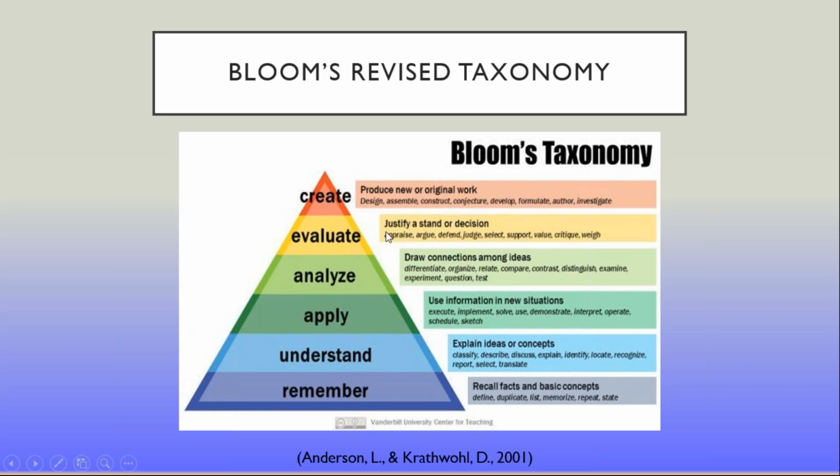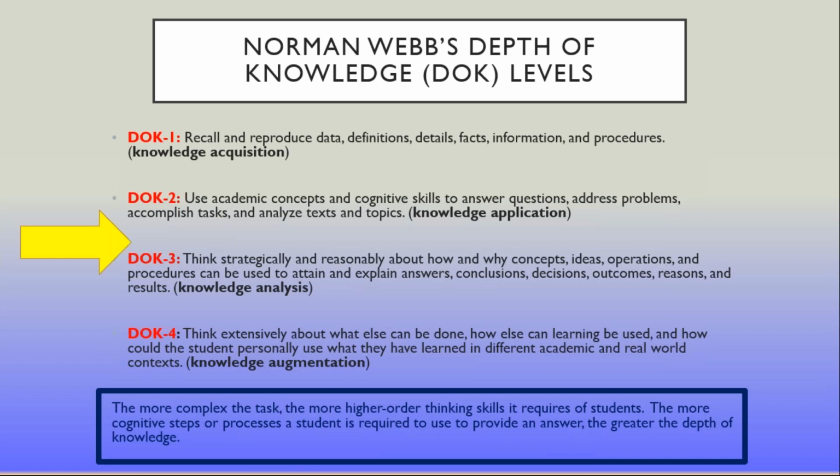A more recent way of talking about rigor is using Norman Webb's depth of knowledge levels. If you are not familiar with those, you can see many examples online, but those are organized into DOK levels 1 through 4. DOK level 1 is knowledge recall, very similar to the lower level of Bloom's.